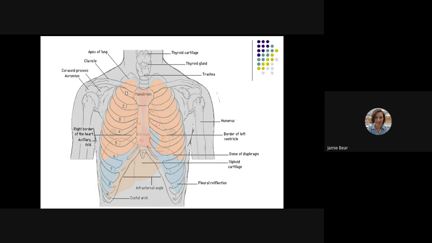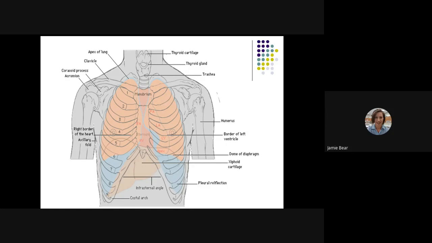Here's all of our ribs, 1, 2, 3, 4, 5, 6, 7, 8, 9, 10. And then, of course, down here, the false ribs are all the way down. The dome of the diaphragm, you guys can see that. If you look at this outline, here's the left side, and of course the right side. And that's once again because the liver is pushing up on the right side. And here's our humerus, and the border of the left ventricle from the heart.